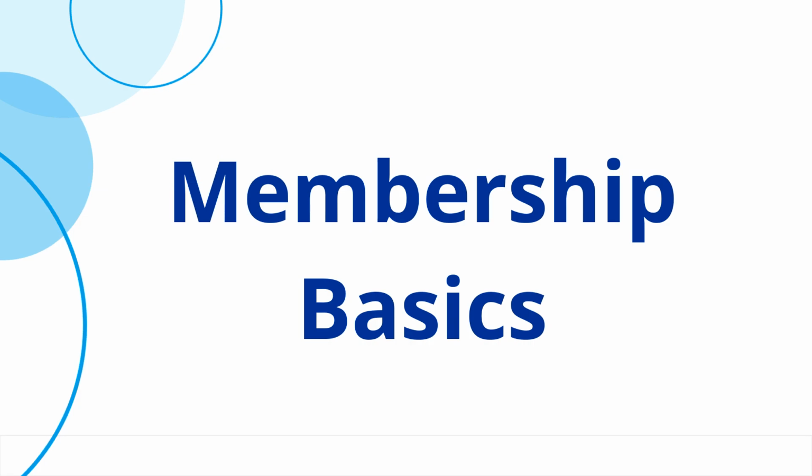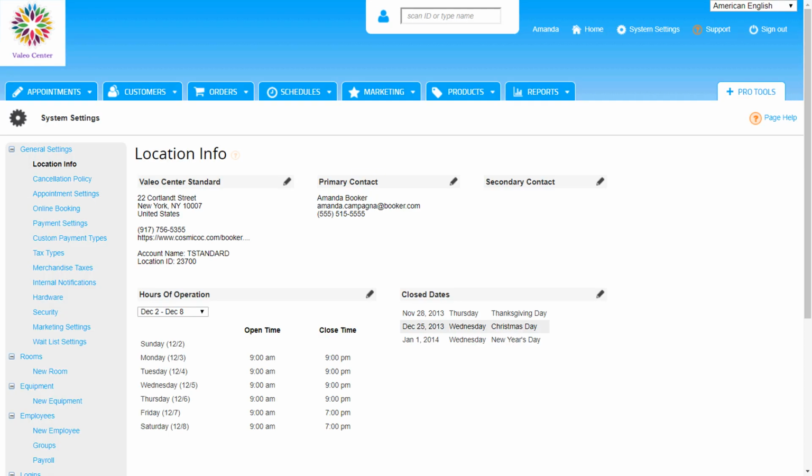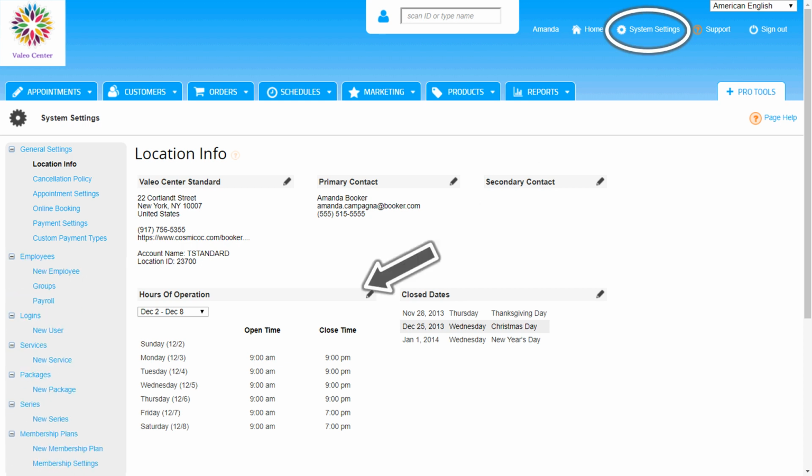For the first part of this training, we'll focus on membership basics. We'll begin with membership settings. Membership settings can be accessed from System Settings, Membership Settings that we see on the left.